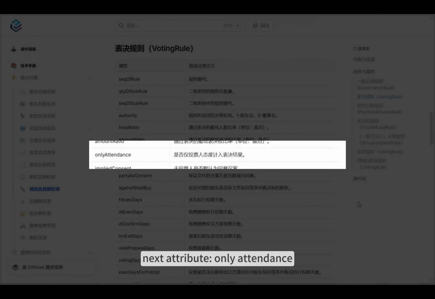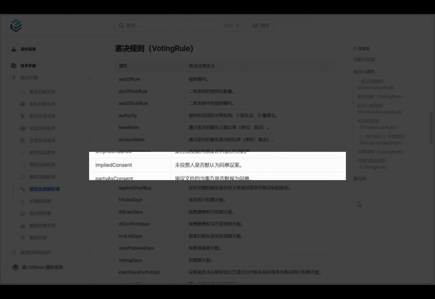Next attribute, only attendance. This one needs a bit of explanation. It asks, should we only count the votes of those who actually participated in the vote? More specifically, should only those who actually cast a vote, whether yes, no, or abstain, be included in the denominator? If you choose true, only those who actually voted are counted. If you choose false, all right holders with voting rights are included in the denominator, regardless of whether they actually voted.